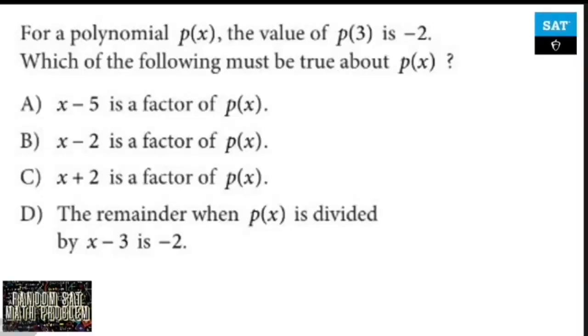For a polynomial p of x, the value of p of 3 is -2. Which of the following must be true about p of x? I look at this and I kind of view it as using the remainder theorem. If you remember anything about synthetic division, you take something that looks like this with a bunch of numbers, and if you end up with a remainder, that remainder comes from you dividing by what is originally a factor. So at some point, I divided a factor, x minus 3, and got -2.